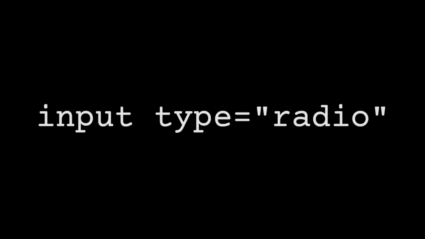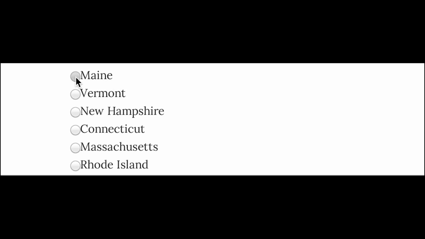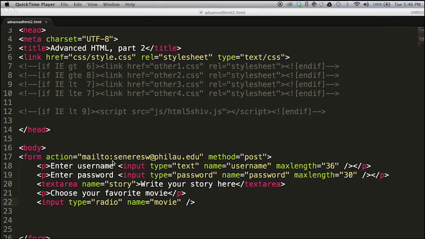So those were the text form controls. Next, let's look at how to make choices. Radio buttons. Radio buttons allow users to pick just one of a number of options. We see these all the time as circles. Just like with text controls, the code is written in with the input tag and a name. Radio buttons use type radio, like so.